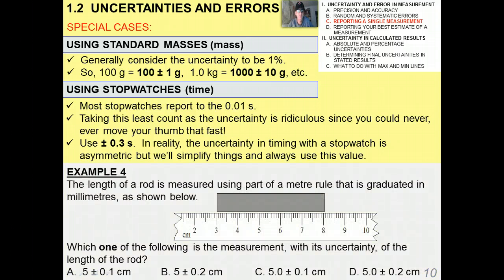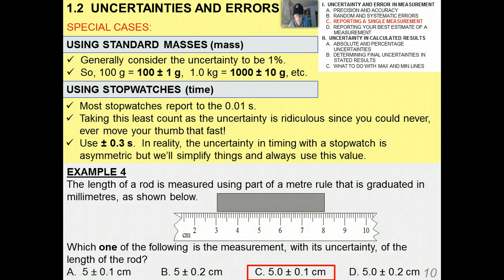Okay, so example 4. Go ahead and pause and read this past paper, paper 1 question from a recent IB physics exam. Okay, so this shows you a centimeter rule, and there's a rod, and it's asking you to report the best measurement with its uncertainty of the length of the rod. Okay, so what do you guys think? Well, doing it in the IB way, the way that I've described to you, the answer would be C. Okay, so it's 5.0 plus or minus 0.1 centimeters.